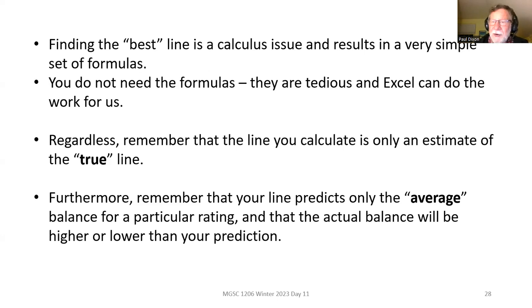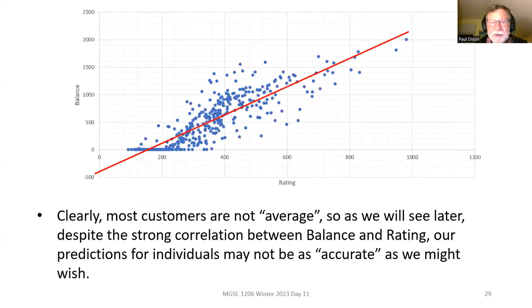But remember, we're only going to estimate the true line that goes through. We won't estimate actual balances. So here might be my estimated line, that red one, but there's scatter above and below it, because the actual amount is sometimes higher than my estimate, sometimes lower. Okay, we're only estimating the red line.